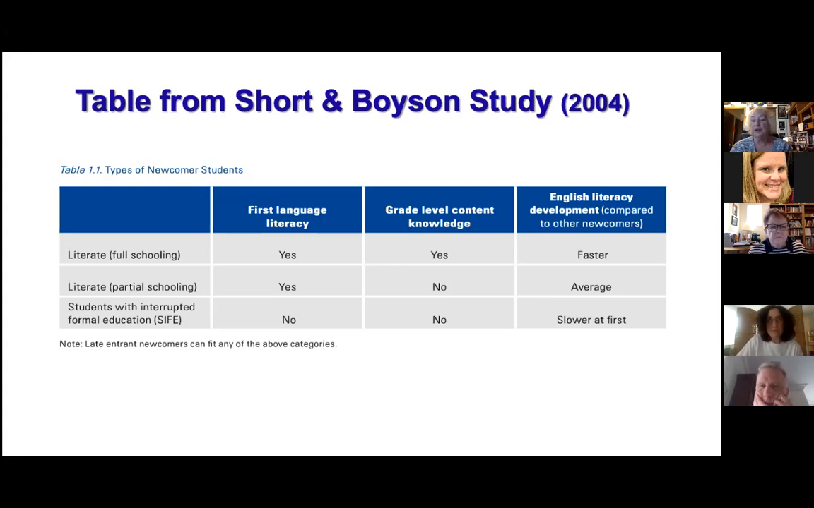And we have seen from different researchers that often these students take up to 10 years to reach the same level of English proficiency as their peers. And we know when kids only have 12 years of school that unless they come pretty young, they are not going to be able to reach proficiency by the time that we expect them to graduate in the typical 12 years.